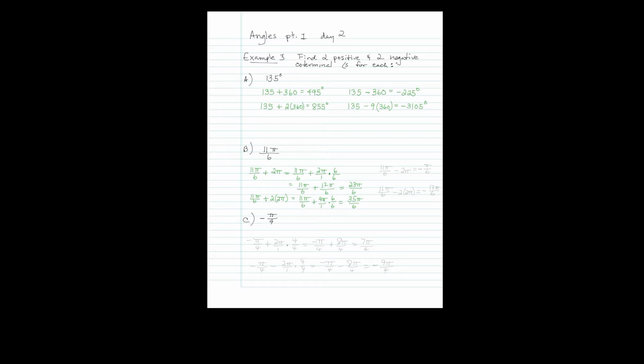And so similarly, I'm not going to do all the fraction work for the negatives, but if I took 11 pi over 6 and subtract off 2 pi and do the work with the fractions, I would get negative pi over 6. And if I took 11 pi over 6 and subtract off 2 complete rotations, so 2 times 2 pi, and I'd work with the fractions, I would end up with negative 13 pi over 6.